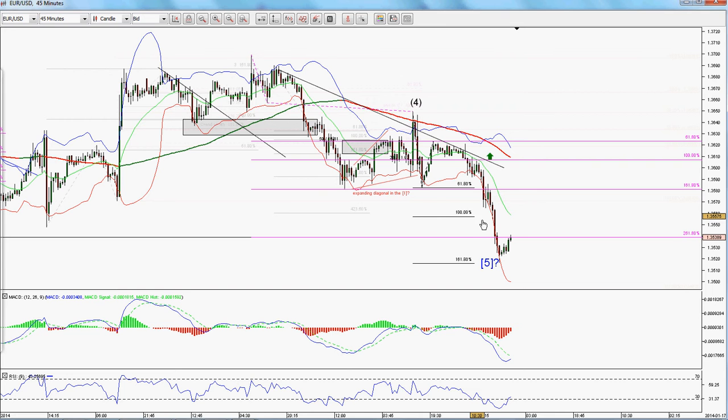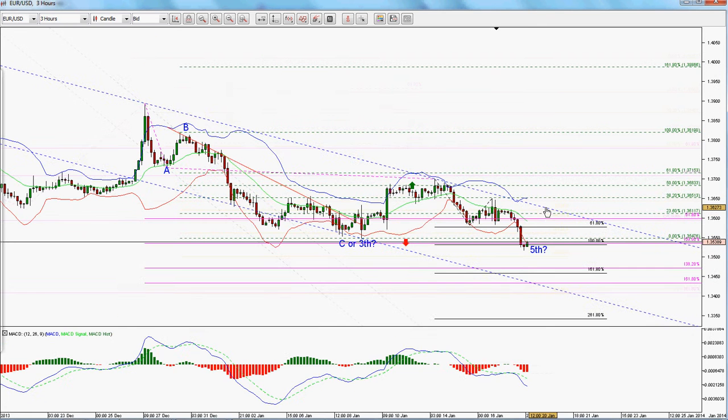I'll switch to the 45 minutes. On the 45, I've got this whole downward movement: 1, 2, 3, a 4, a 5. This is the bigger 5, and actually the last 5 is most probably 1, 2. This is a 3. So there could be a 4 and another 5 to complete this movement, and after that, when it's completed, there is a resistance line.